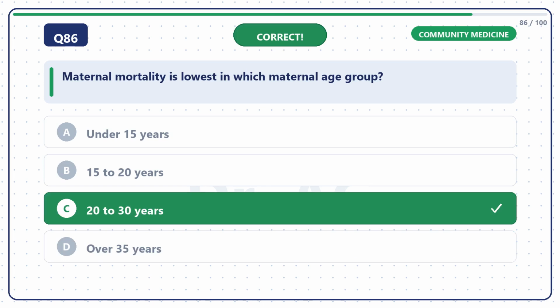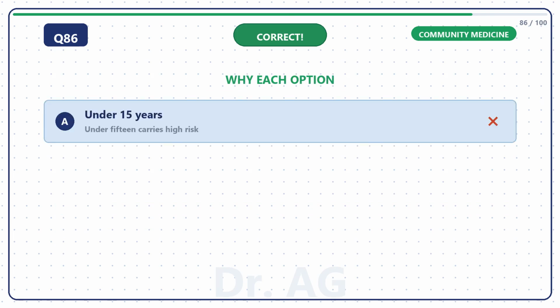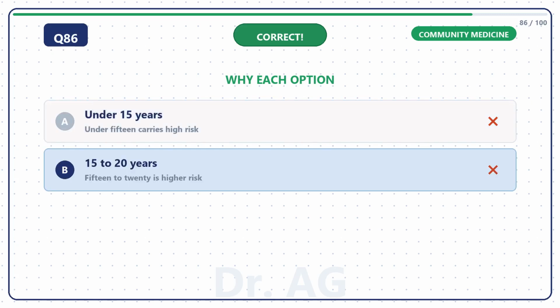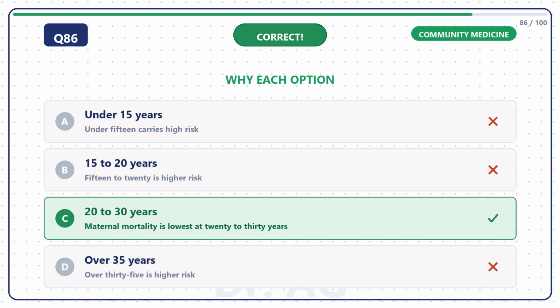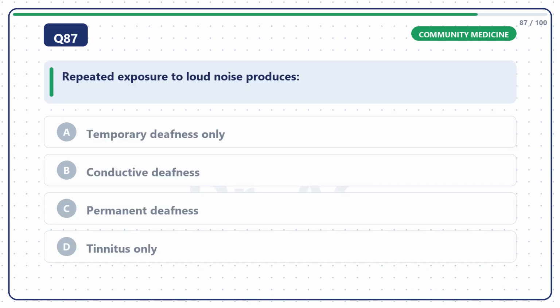The correct answer is option C. 20 to 30 years. Let's go through the options. Under 15 years. Under 15 carries high risk. 15 to 20 years. 15 to 20 is higher risk. Over 35 years. Over 35 is higher risk. And the correct answer is 20 to 30 years. Maternal mortality is lowest at 20 to 30 years. So, the right answer is option C. 20 to 30 years.